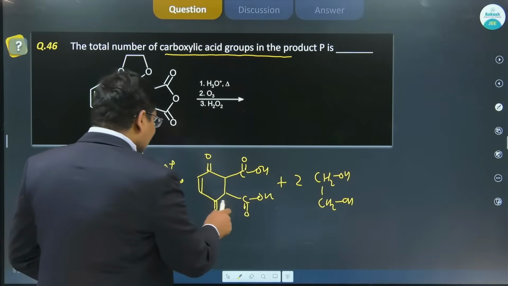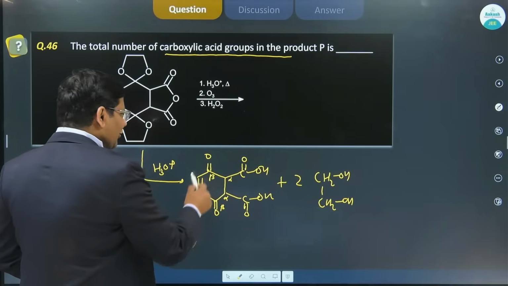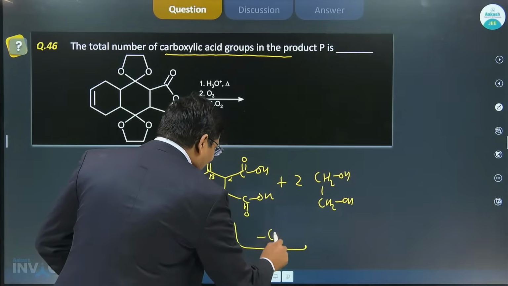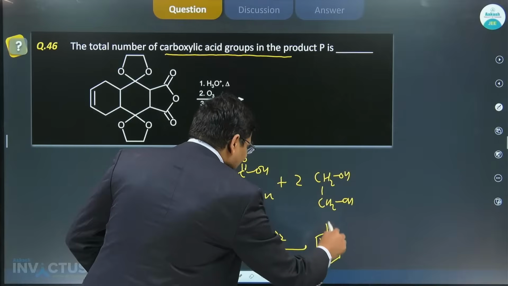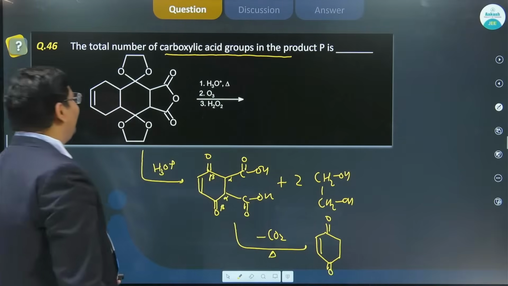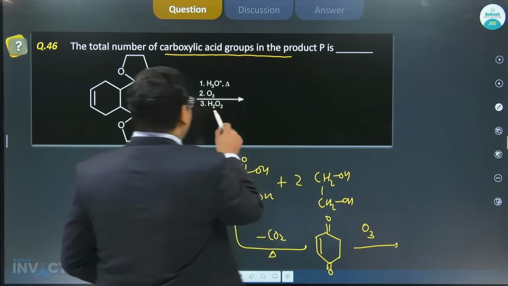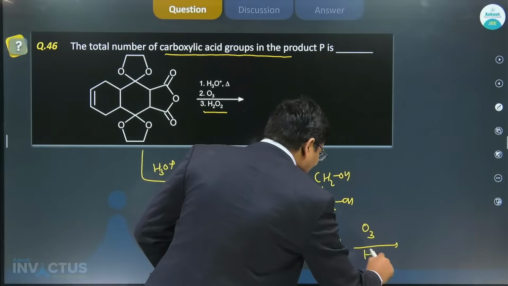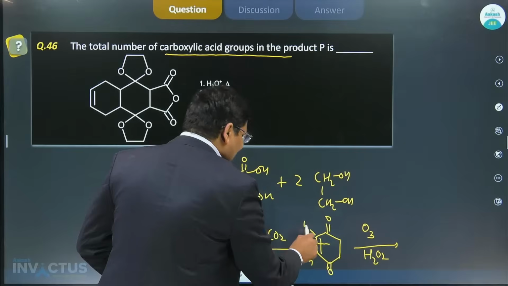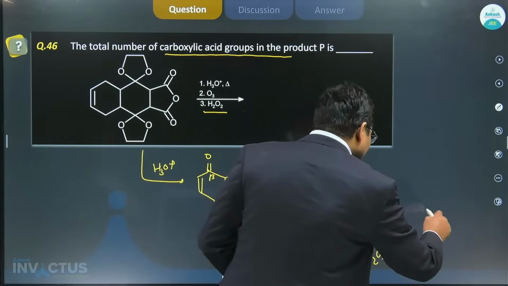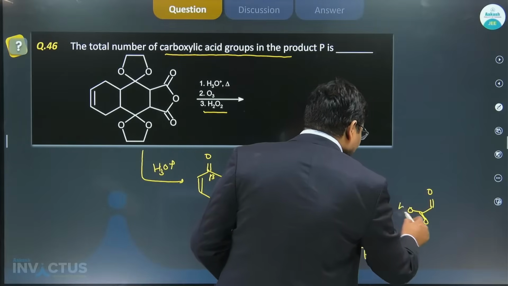Then this is again beta keto, because this is alpha, this is beta, this is alpha, this is beta. So due to this beta keto, again there is loss of CO2 molecule if we heat this. So finally we got this compound like this, right? Now after ozone, and it is oxidative ozonolysis, right? So we'll break this bond. This is the alkene simple reaction. So if it is alkene simple reaction, so it is alpha keto carboxylic acid.